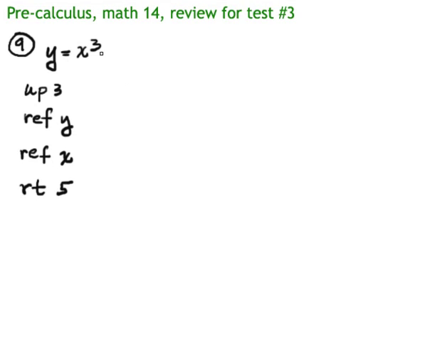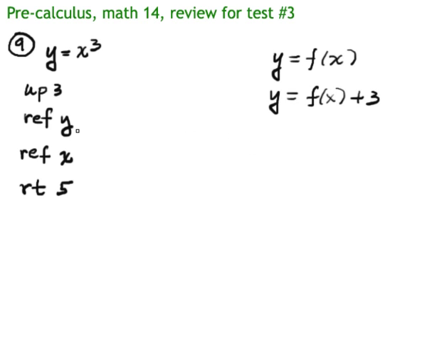In number 9, we want to transform the function y equal x cubed according to these transformations. Let's first look at a generic function, and let's do those same transformations on our generic function y equal f of x. So first we'll do up 3, so that would be y is equal to f of x. Just tack a plus 3 onto the end.